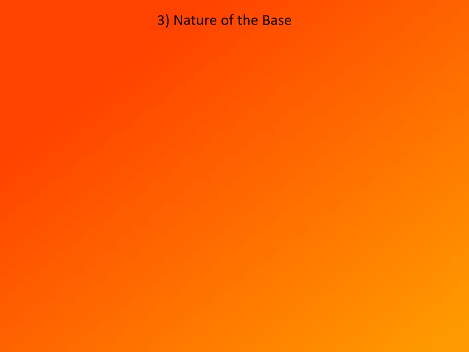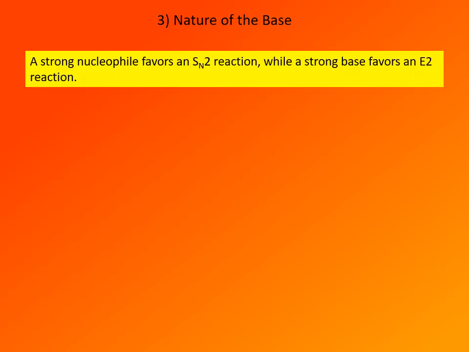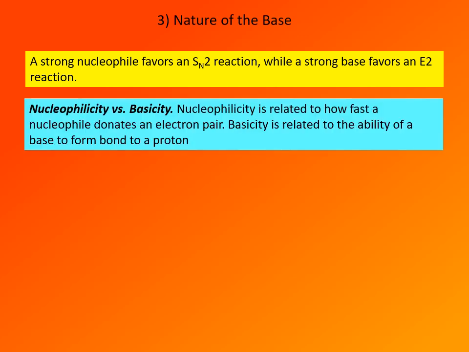The nature of the base plays an important role in whether the reaction proceeds by an E2 or SN2 mechanism. So a strong nucleophile favors the SN2 reaction, while a strong base favors an E2 reaction. Now, when it comes to nucleophilicity versus basicity, what is a strong nucleophile and a strong base? Nucleophilicity is related to how fast a nucleophile donates an electron pair. So that's a kinetic effect. While basicity is related to the ability of a base to form a bond to a proton, where there is an acid-base equilibrium.